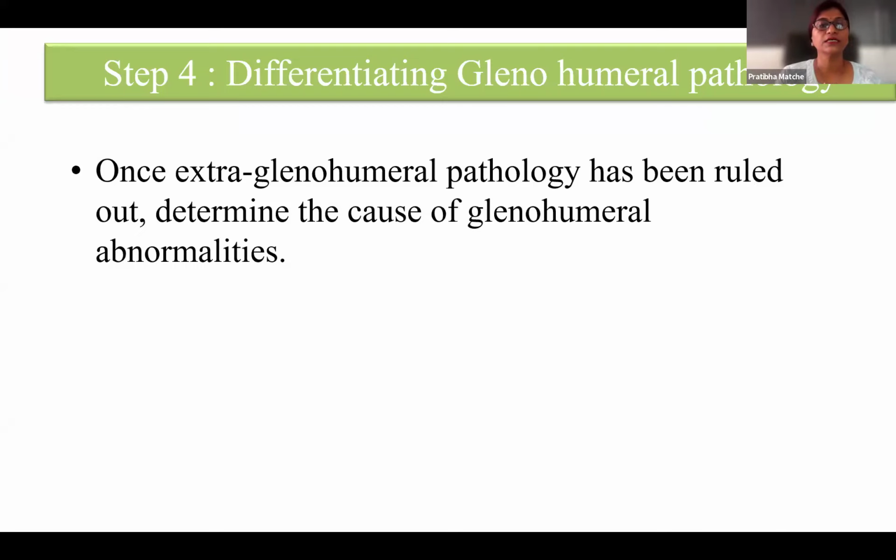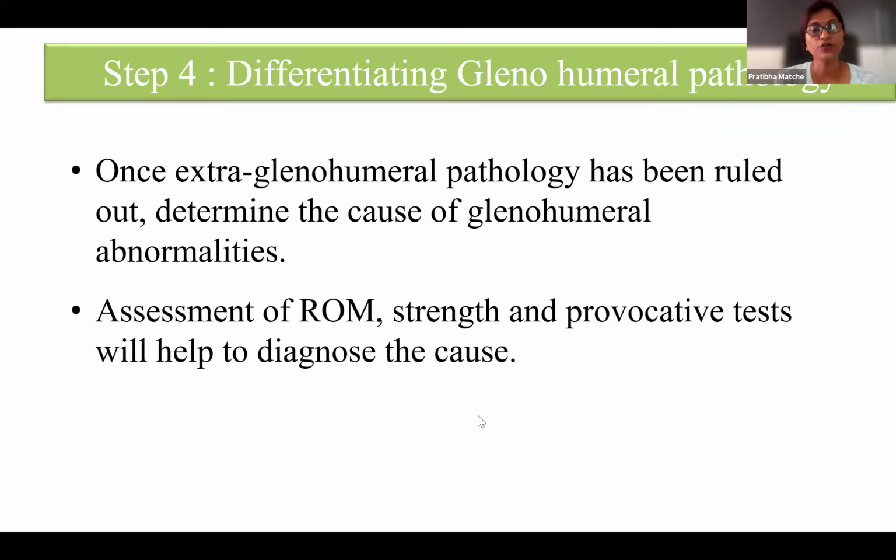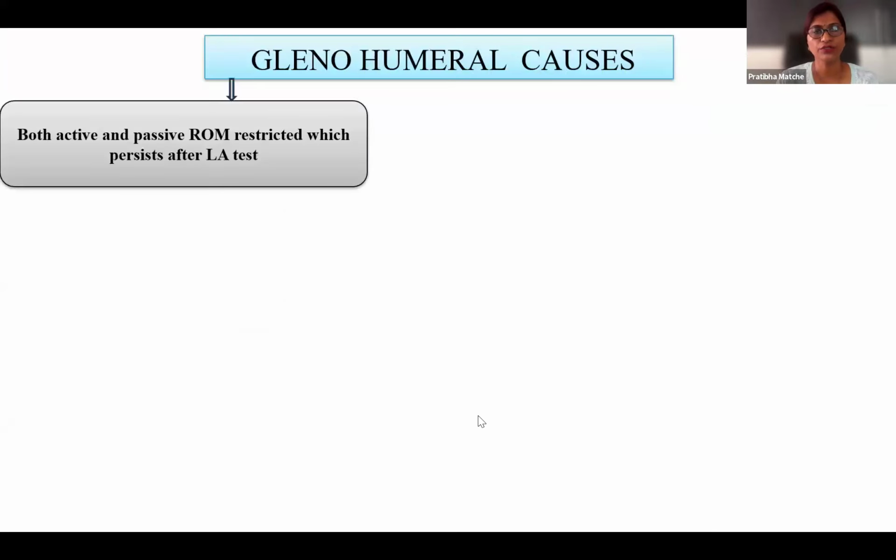So next is differentiating. Once the extraglenohumeral pathology has been ruled out, determine the causes of glenohumeral abnormalities. Assessment of range of movements, strength, and provocative tests will help to diagnose the cause. Now, you will have to pay attention to this to understand how to differentiate between the different glenohumeral causes.